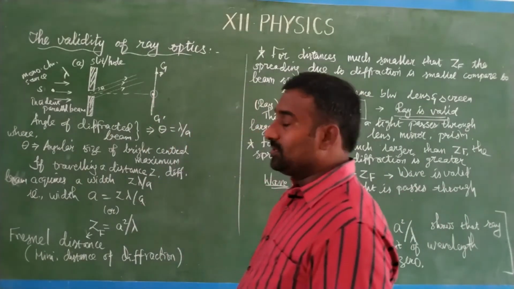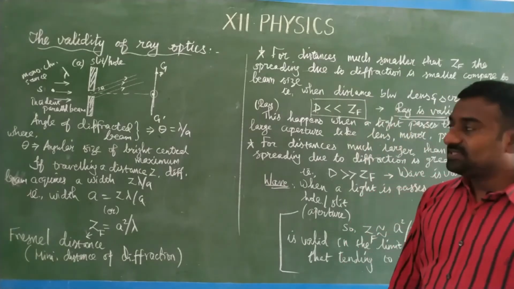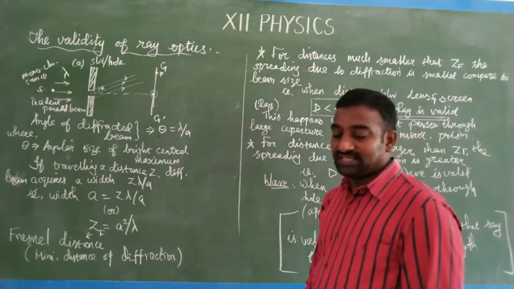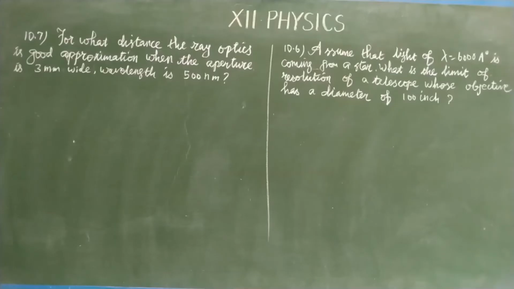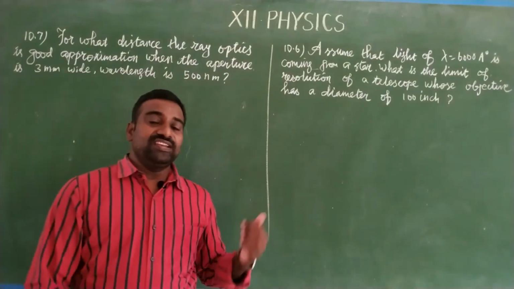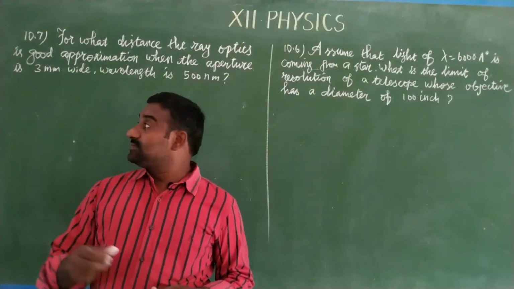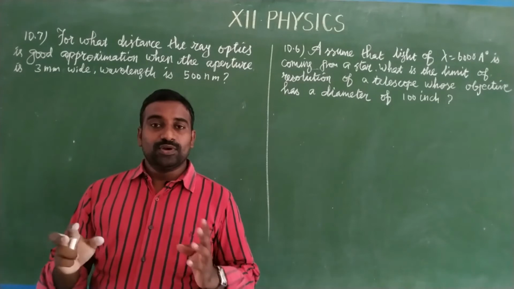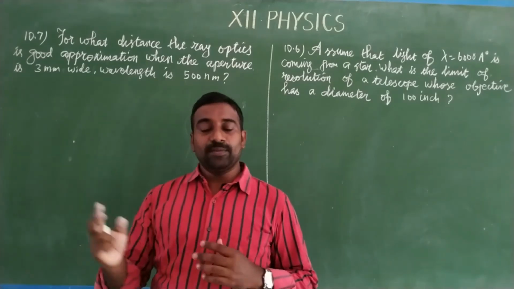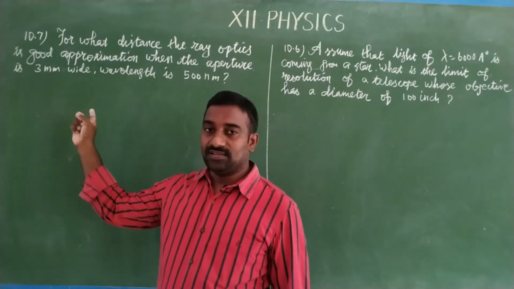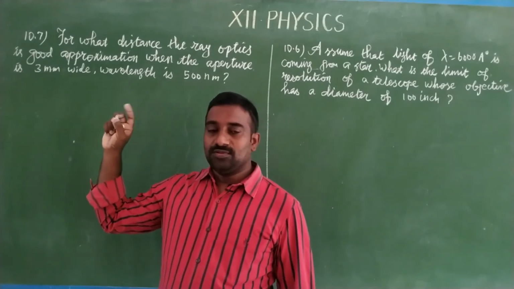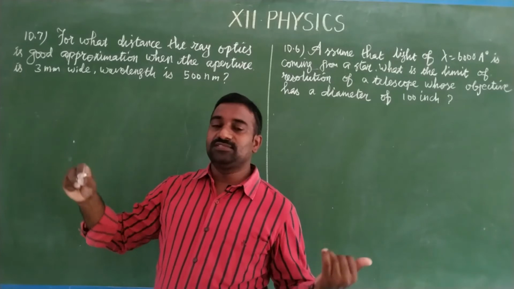Okay, so next we are going to solve the examples, followed by the book exercises. Coming to the book example. Just now we have seen the validity of ray optics, so related to those concepts only we are going to see this example. I am not starting from the first example, I am going in reverse order, from the last to the first sum, teaching only the examples relevant to the topic.